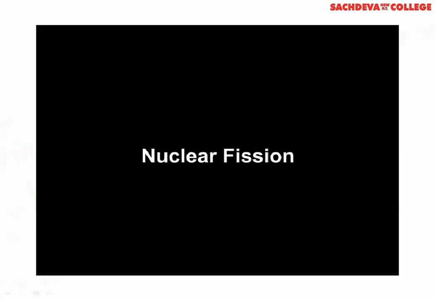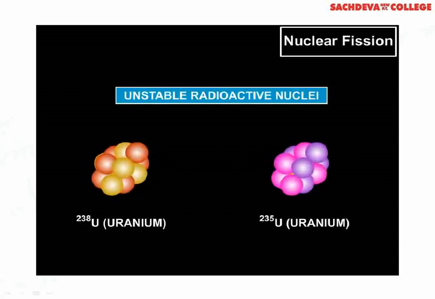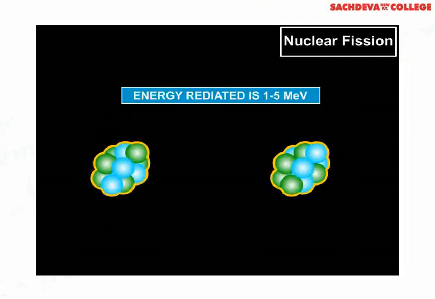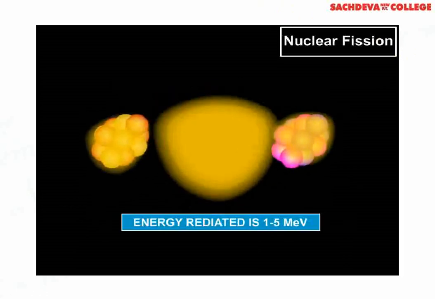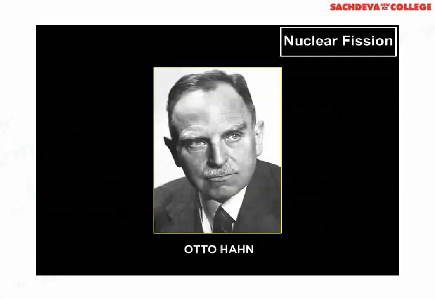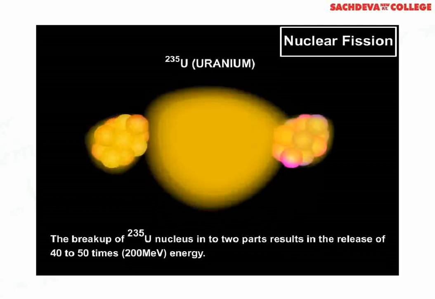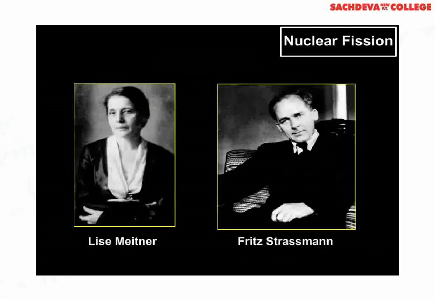Well, now nuclear fission means disintegration of a heavy nucleus by slow neutrons. Unstable radioactive nuclei: one is uranium-238, the other is uranium-235. We recover 235 from 238. And stable lead. These are the 2 nuclei shown, and stable lead. And the energy radiated in the process is about 1 million electron volts to 5 million electron volts. Otto Hahn explains the phenomena. And the uranium-235 nucleus is disintegrated.